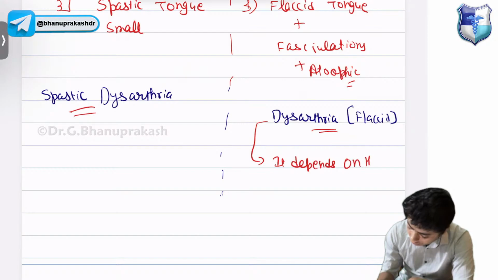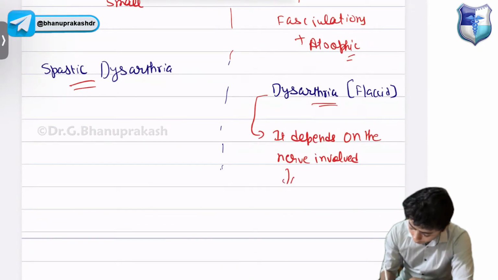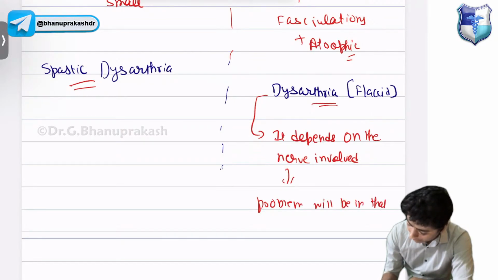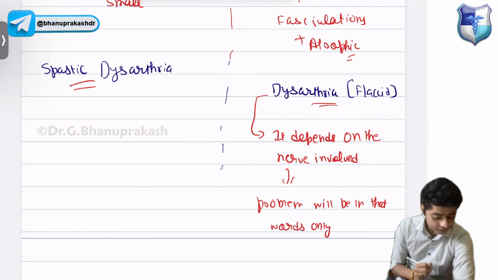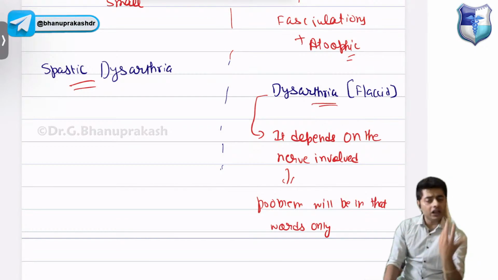It depends on the nerve involved, and the problem will be in those sounds only. But when we compare it to spastic dysarthria, in this all nerves are affected.